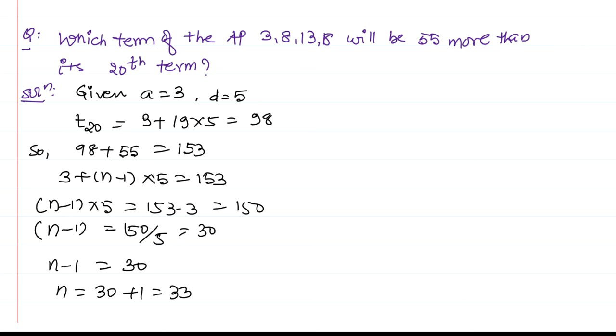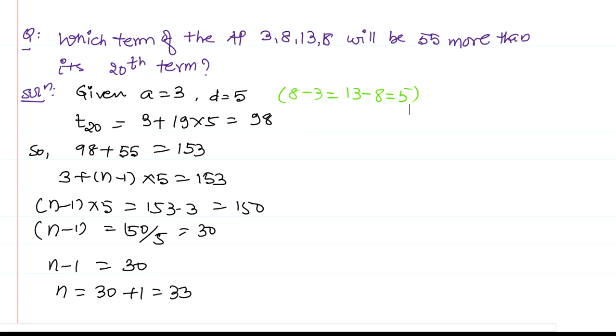So in the first part, what is A? That is the first term of the given AP, which is 3. What is D? Common difference. Common difference is 5. Why is it 5? It is 8 minus 3, right? Which is the same as 13 minus 8. Isn't it? This is 5, which is constant. Similarly, 18 minus 13 is also equal to 5. So common difference is 5. Now what would be the 20th term?